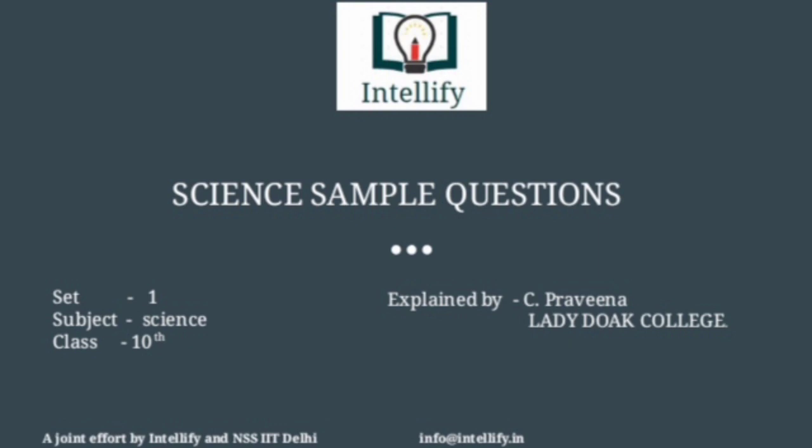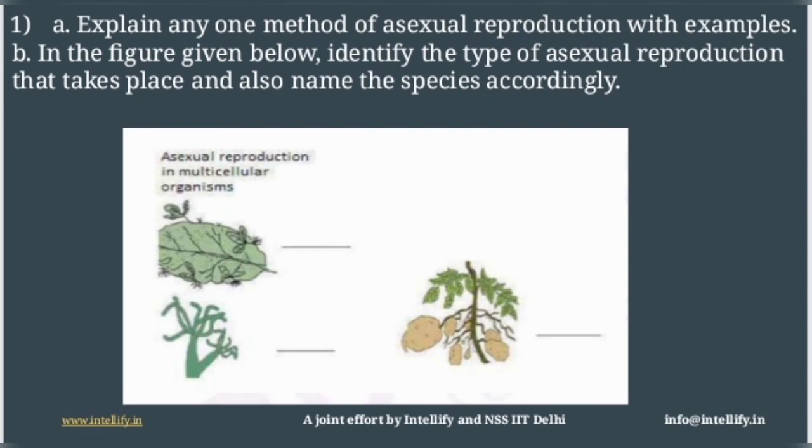Okay, now we move to the questions. Now, first question is A. Explain any one method of asexual reproduction with the examples. First, what is meant by asexual reproduction?